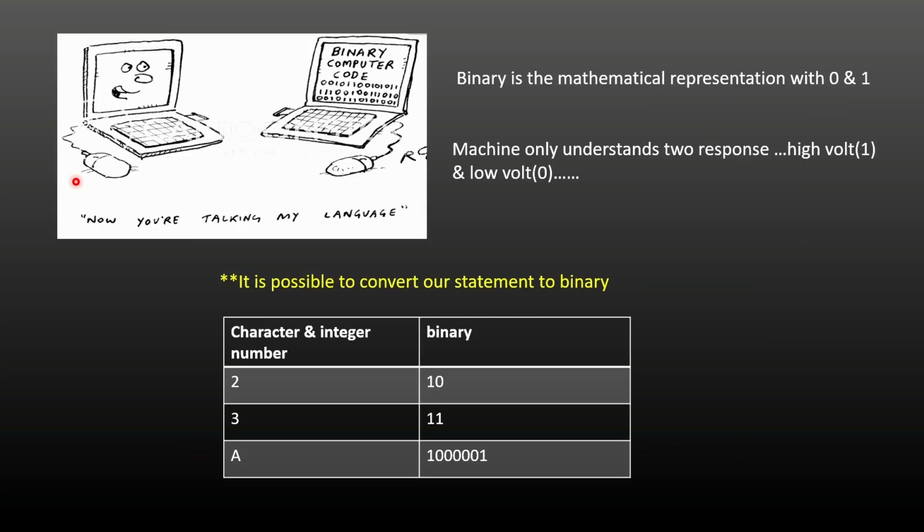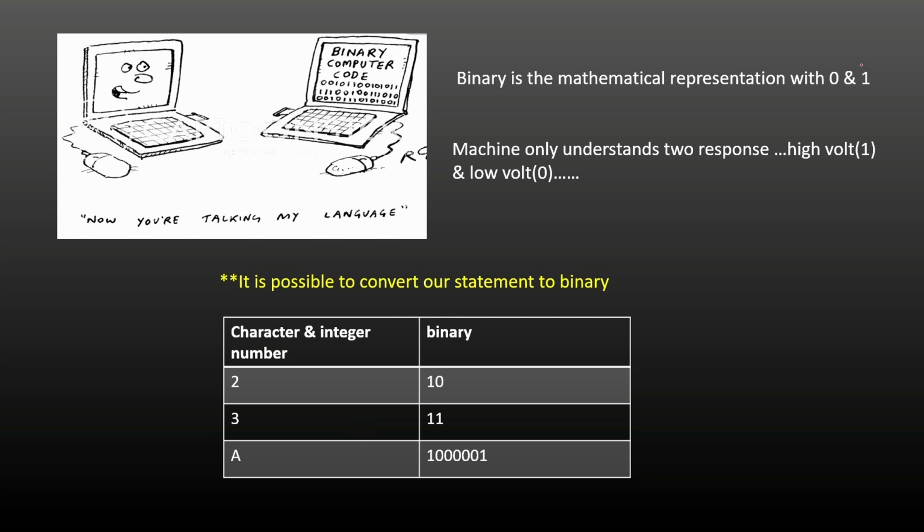For those students who don't know binary, I am telling briefly. Binary is the method of mathematical representation using 0 and 1. We can convert any statement or expression into binary. For example, if we want to convert 2 into binary, that is 1 0. If we take 3, then it will be 1 1. Like this, we can convert every statement into binary.